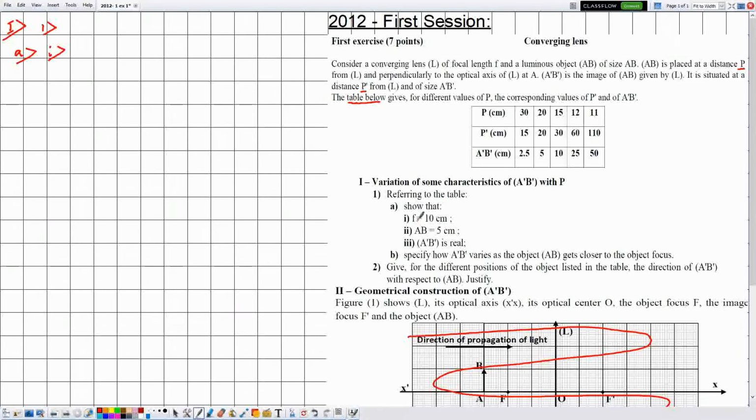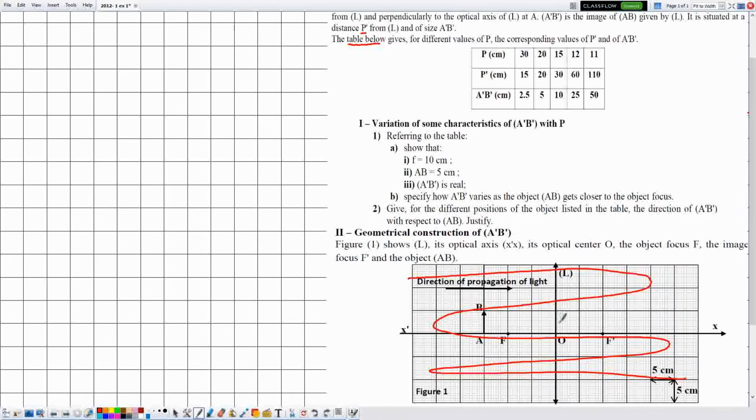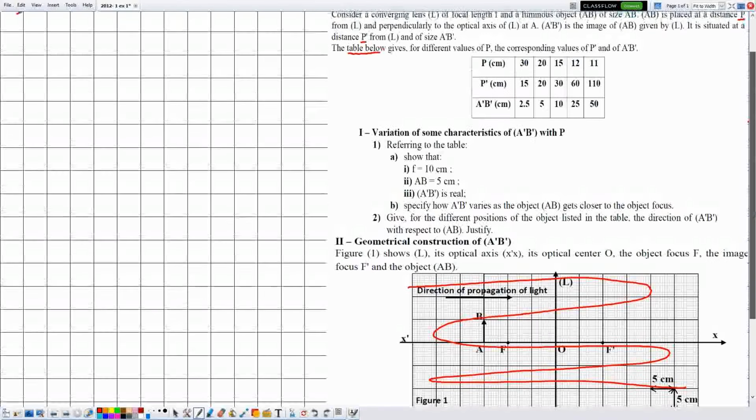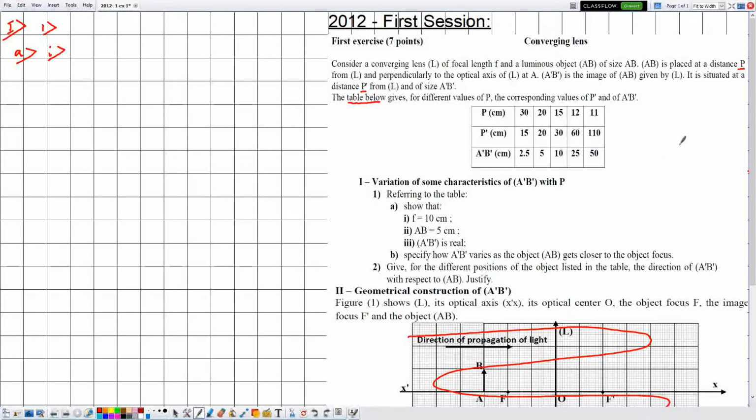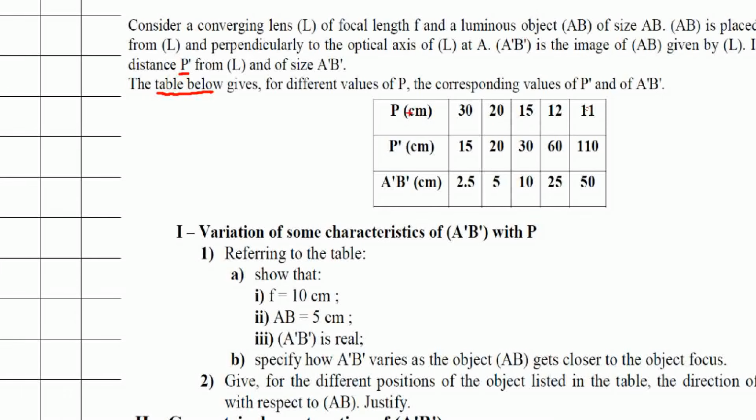Usually in order to calculate the focal length, we calculate the focal length graphically by counting the number of divisions between the optical center and the image focus and multiplying by the scale. But here I'm not allowed to use the graph. I need to use the table in order to determine the value of f. So notice that here in this table, for P equal to 20 centimeter, we have that P prime is also equal to 20 centimeter.